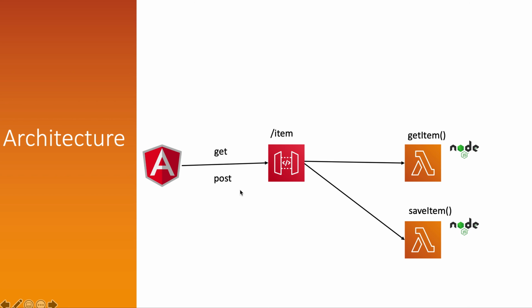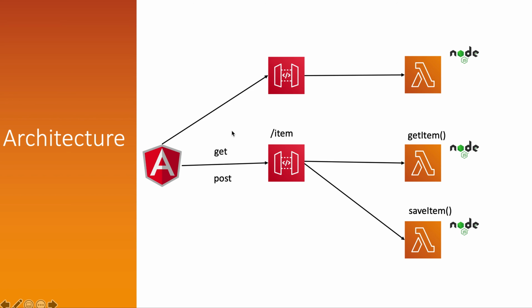Whenever we call the get item, first there would be another API, the authorization API, and the Angular application will call that API and then get the header using another Lambda function. Then whenever this authorization header is returned, this authorization header is used as a header of this get item request, and the same thing is done with the save item.